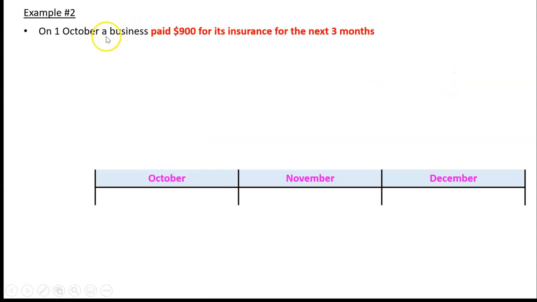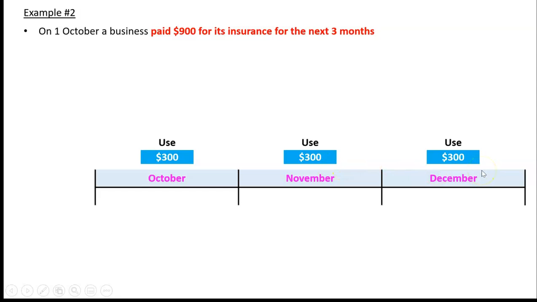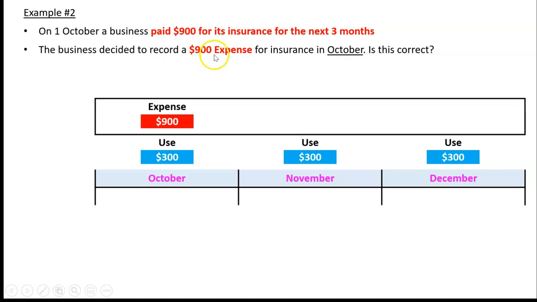Let's take another example, but with an expense. On the 1st of October, a business paid $900 for its insurance for the next 3 months. So that's going to be used. Basically, when you think about it, insurance is like an asset. It's an economic benefit for the future, but we're going to use that up each month. So we're going to use $300 in October, $300 in November, $300 in December, but we paid it all in October. Because we paid it all, this business said that's an expense for October. All of it, all 900 goes there.